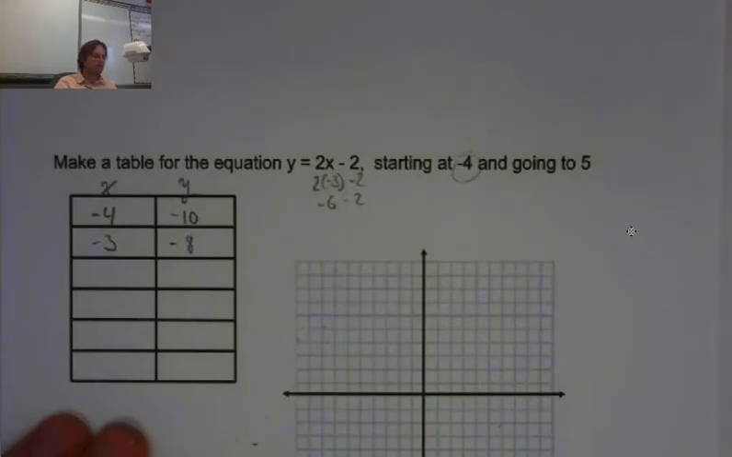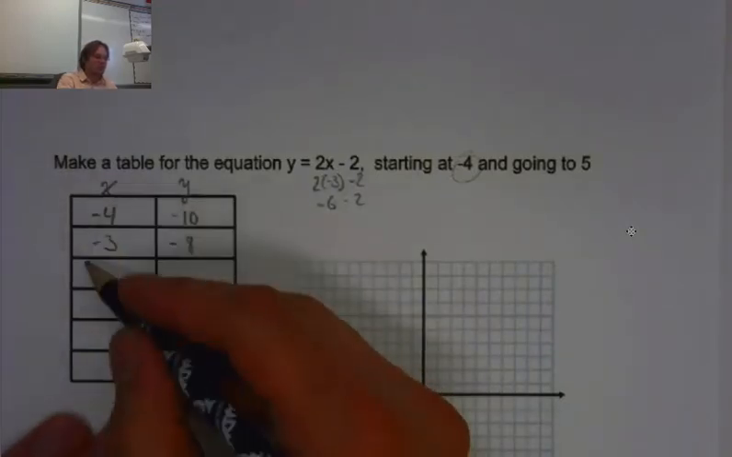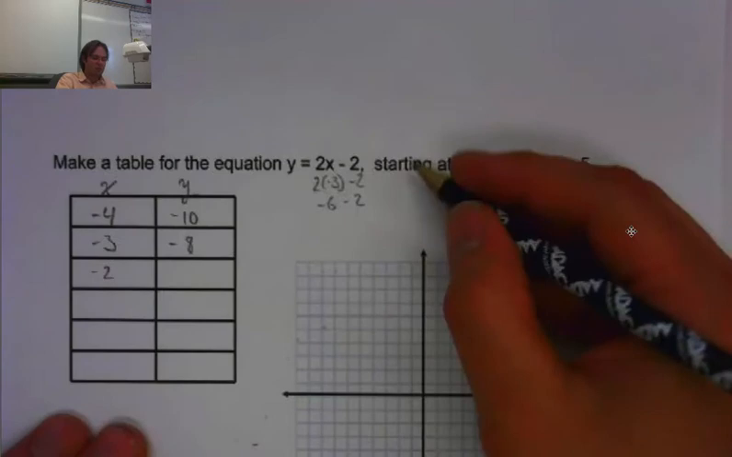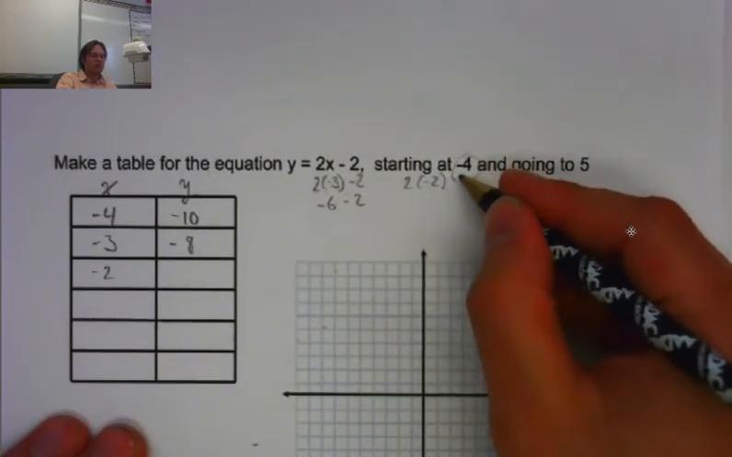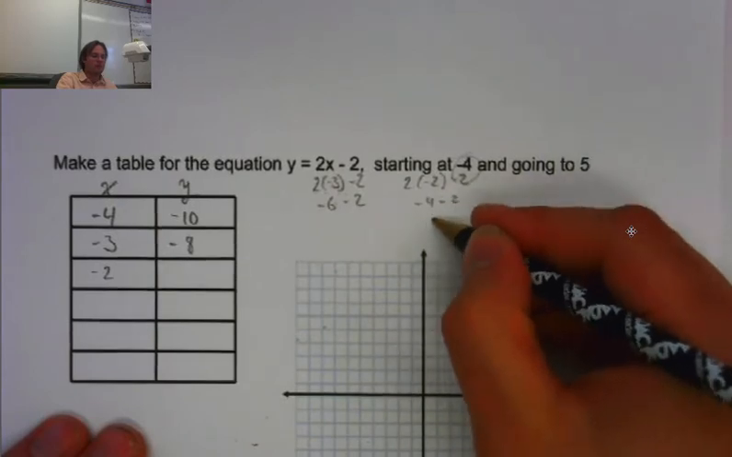All right? So let's do this again. We're going to go -2. So if I did that here, I'm going to go 2 multiplied by -2, which will give me -4, minus 2 is -6.